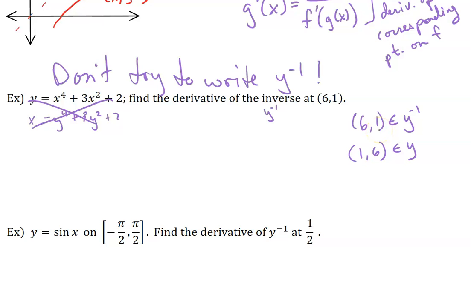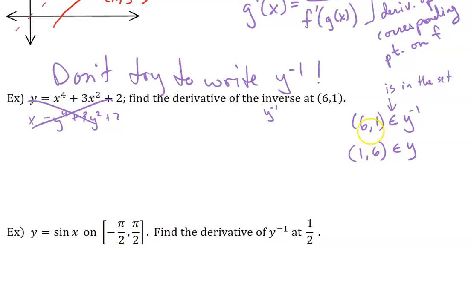So the very first thing I want to do, even if I don't know both of the coordinates, like maybe I just have x equals 6, I'm still going to write 6 comma something and identify that as being, remember this symbol right here means is in the set of, or is an element of, okay? (6, 1) is part of the function y inverse, and then that means I also am going to write this out: (1, 6) has to be on the function y.